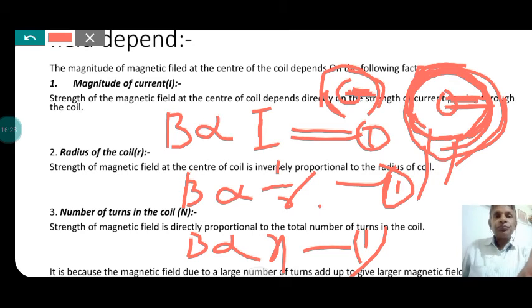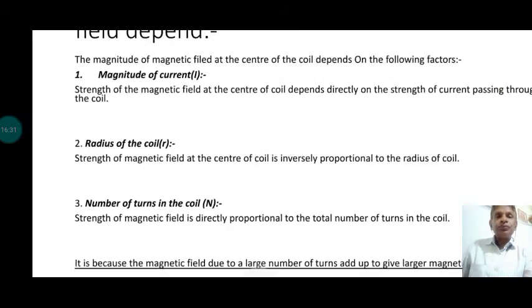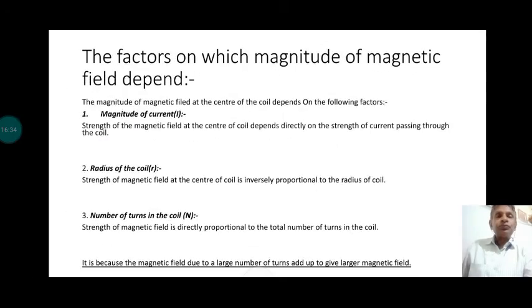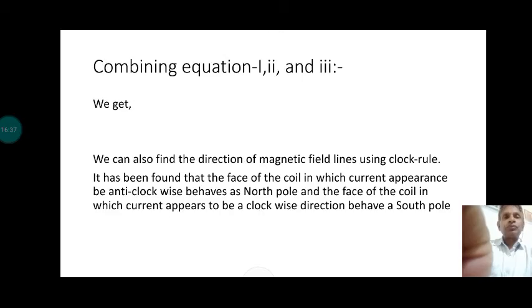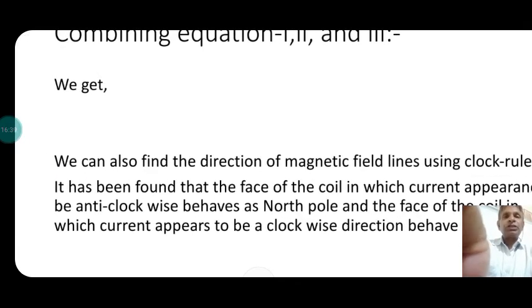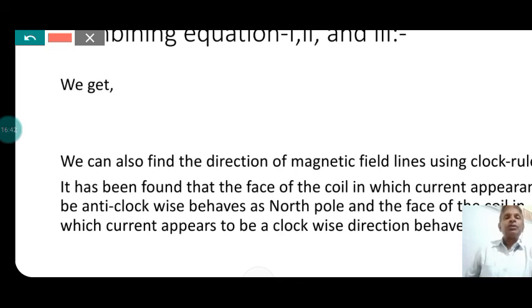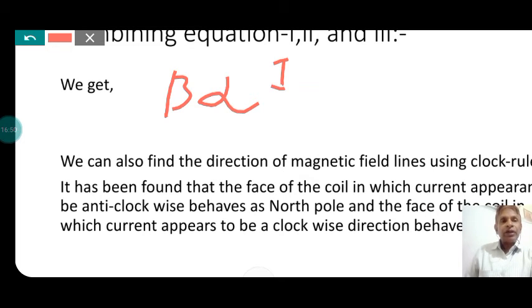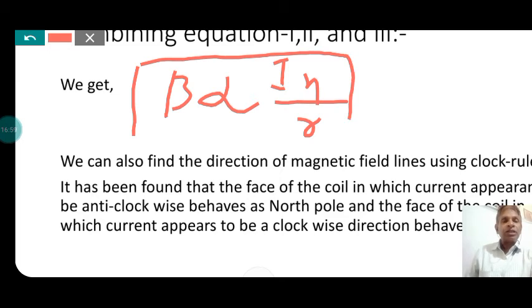As we discussed in the last slide, on combining the three equations we get B is proportional to I into N by R. I is the strength of current, N is the number of turns in the coil, R is the radius of the coil. It is the mathematical expression for the magnetic field produced at the center of a current carrying circular coil.